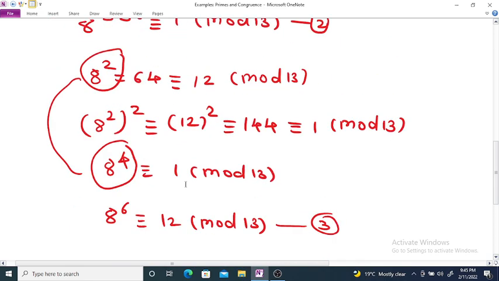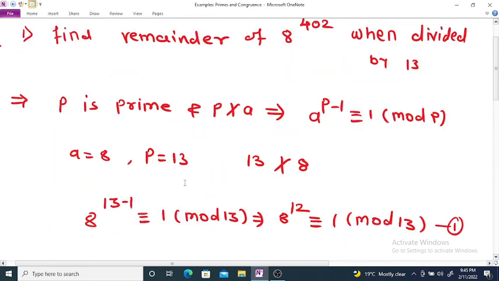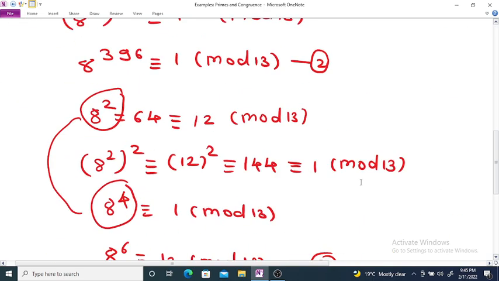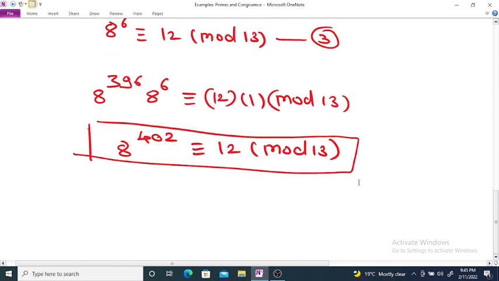Therefore, when we divide the given number 8 raised to 402 by 13, the remainder will be 12. Example number 2.